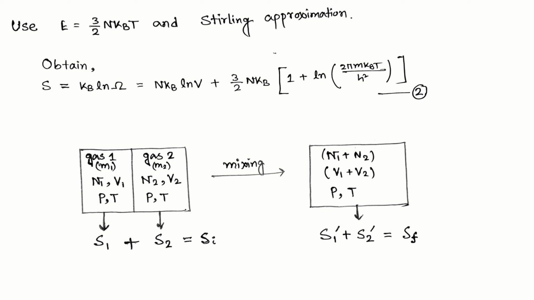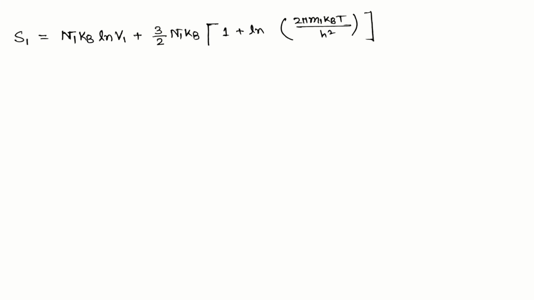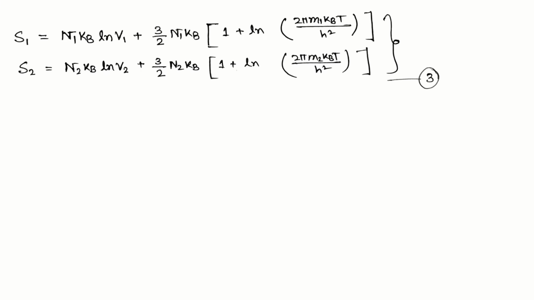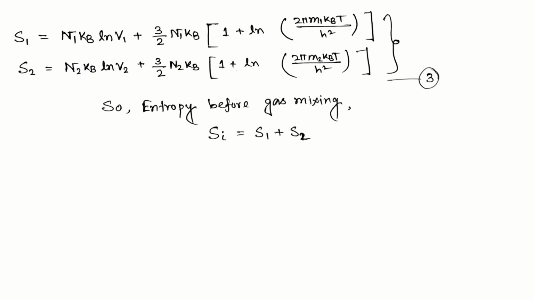Now from that we can calculate the initial entropy and also calculate the final entropy. Okay, let's write one by one. So this is the S1 and this is S2. You can calculate it. I am not talking about them because these are the mathematical steps. So this is the entropy before gas mixing.